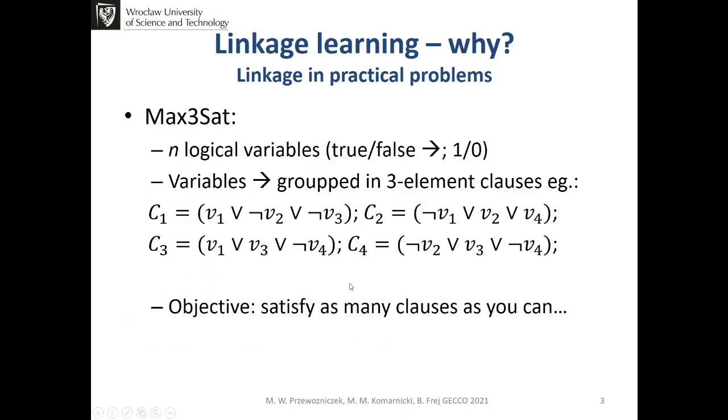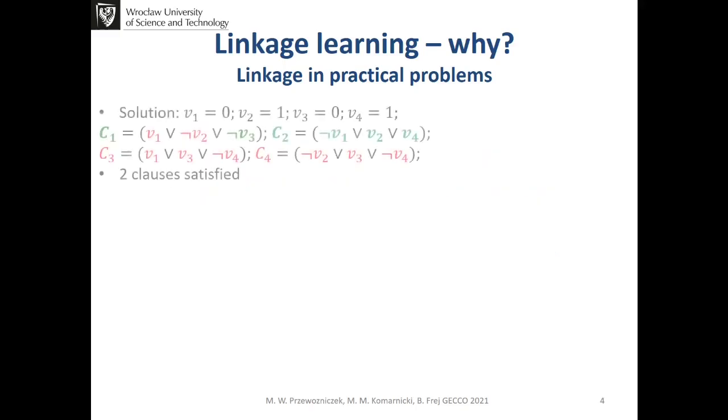So let's consider the max-free-sat problem. The max-free-sat problem is built from n logical variables, and these variables are grouped in three-element clauses. Our objective is to satisfy as many clauses as we can. So let's consider such solution. We have 4 variables and 4 clauses, and for such solution we have C1 and C2 clauses satisfied.